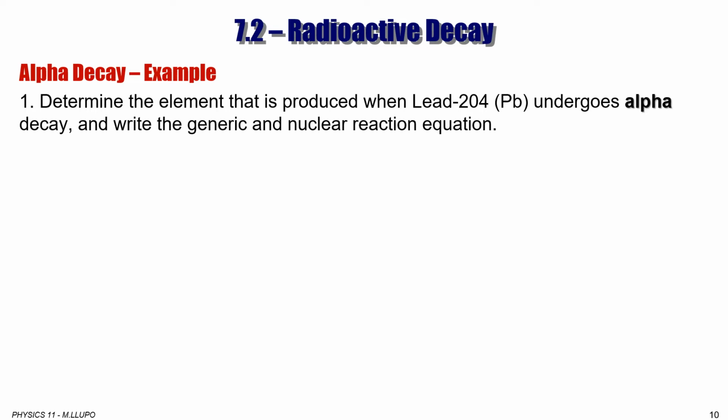Here are a couple of examples with alpha decay. Determine the element that is produced when lead-204 undergoes alpha decay, and write the generic and nuclear reaction equation. Let's start with the generic one. So it's X with atomic mass A and atomic number Z undergoes alpha decay, and a daughter element is formed with mass reduced by 4 and atomic number reduced by 2, and alpha is emitted in the form of a helium nucleus.